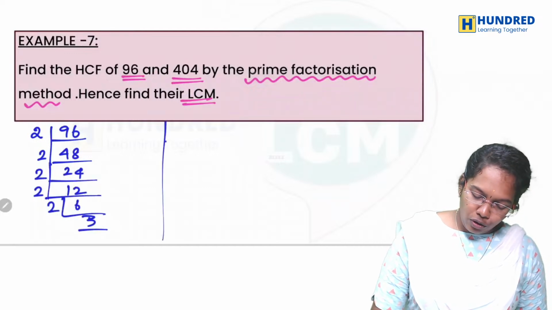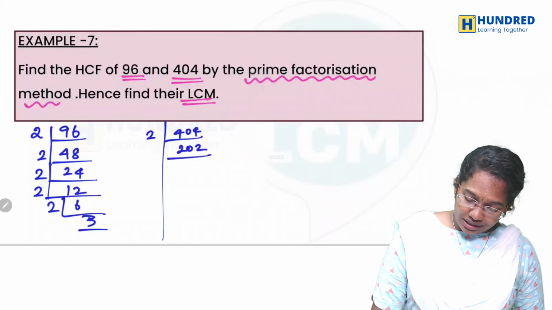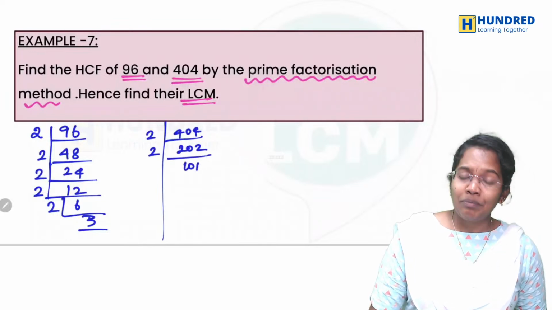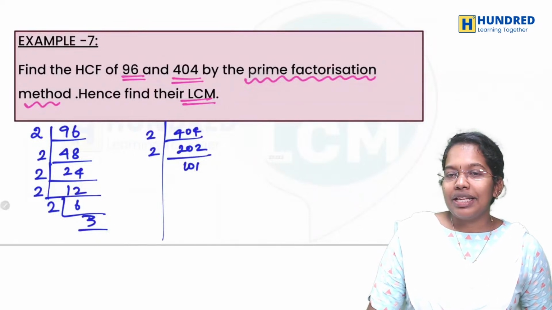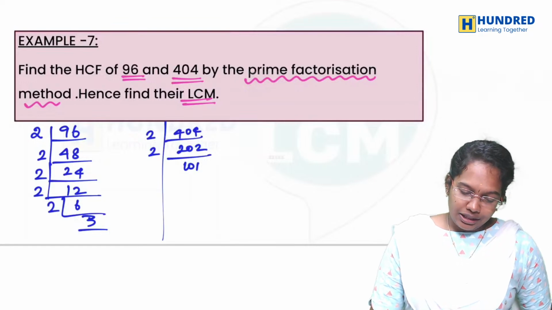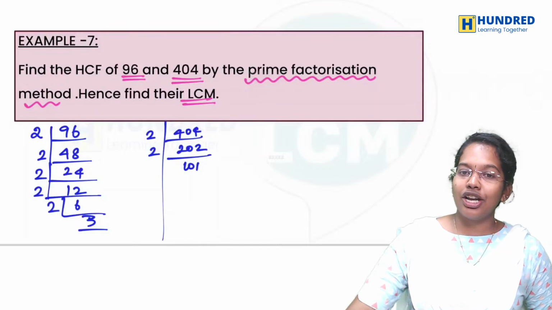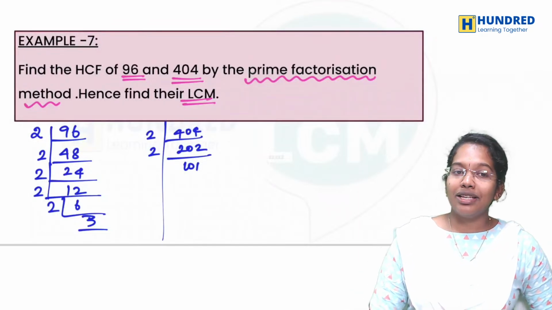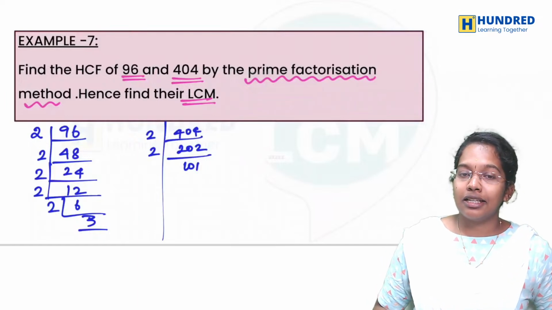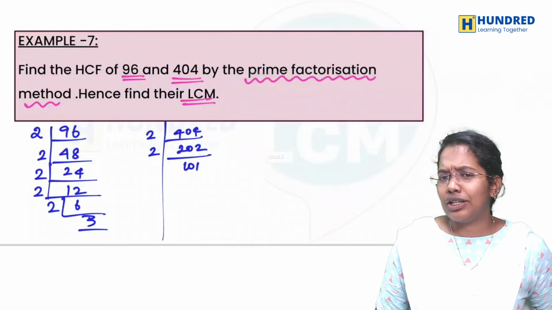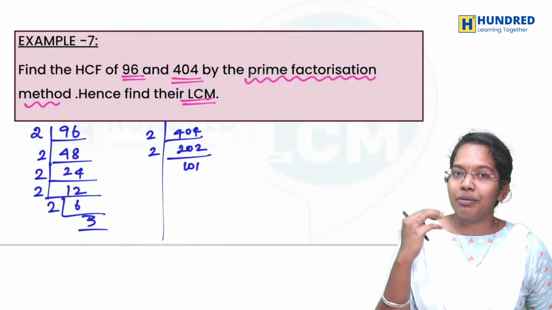Then let's go with 404. What is 404? When you take 2, it will be 202. When you take it as 2 times, it will be 101. So whether 101 can be divisible by any numbers or not? Yes or no? Yes guys, just respond. So the people in the live, just tell me whether 101 can be divisible by any numbers. So it is not divisible by 1. Okay, so you can't take with prime numbers. We have to check with prime numbers alone.